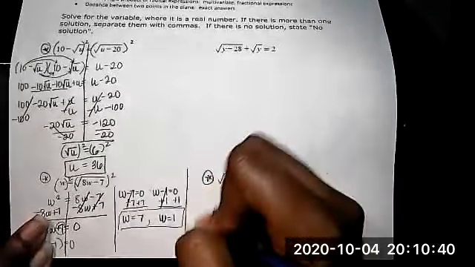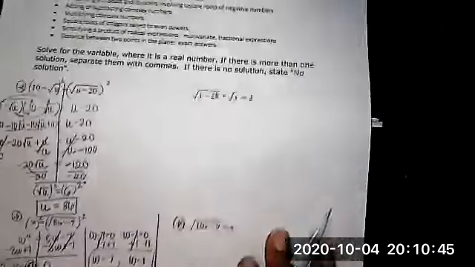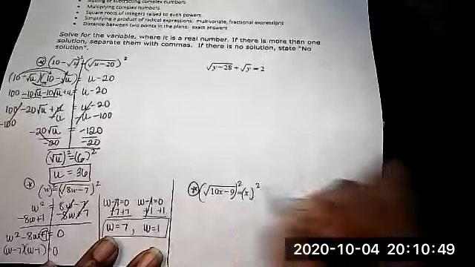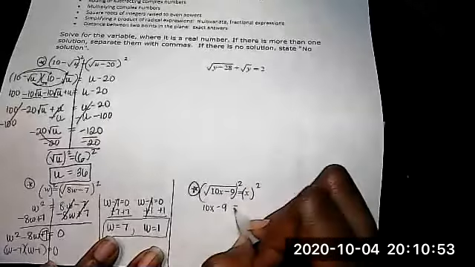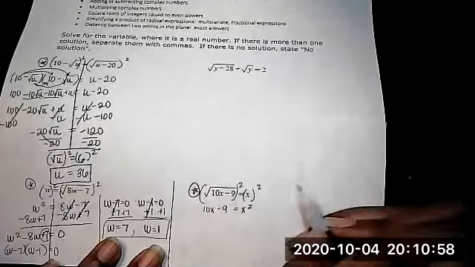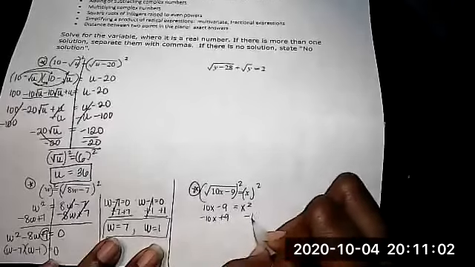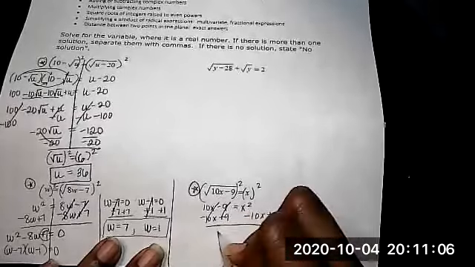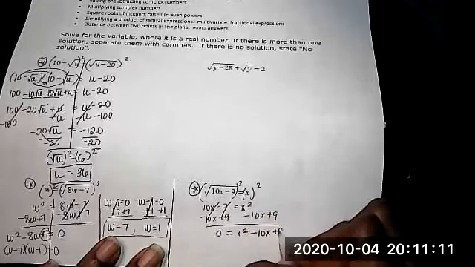All right, let's go to the one right next to it. Same situation. You are going to square both sides. So this becomes 10x minus 9, and this becomes x squared. Again, when you have the x squared value, you want to get it equal to 0. So I'm going to subtract 10x, add 9 to both sides. So it's going to be x squared minus 10x plus 9.